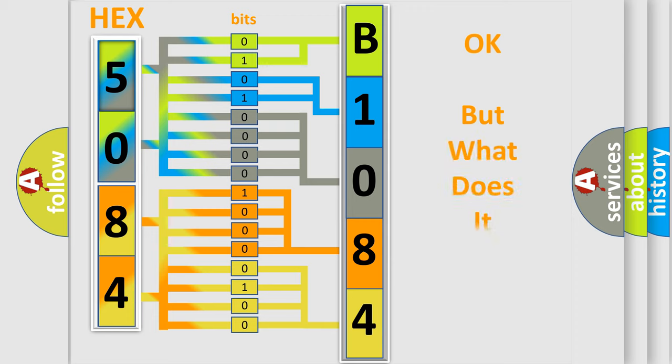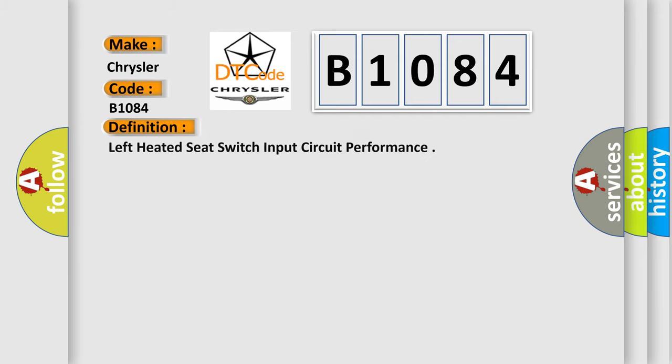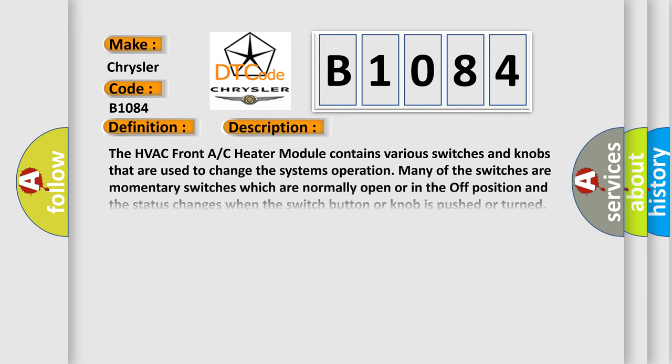The number itself does not make sense to us if we cannot assign information to what it actually expresses. So, what does the diagnostic trouble code B1084 interpret specifically for Chrysler car manufacturers? The basic definition is left heated seat switch input circuit performance. And now this is a short description of this DTC code.